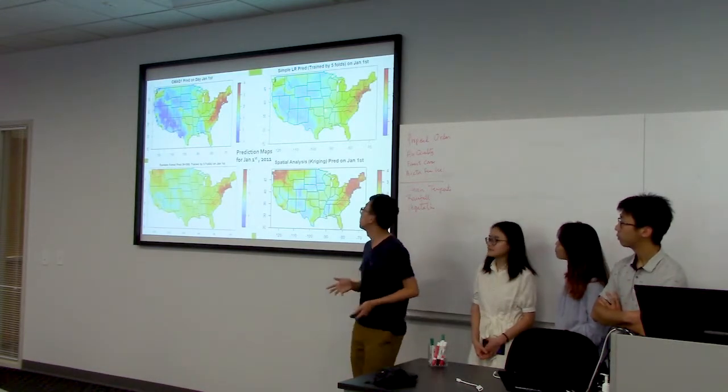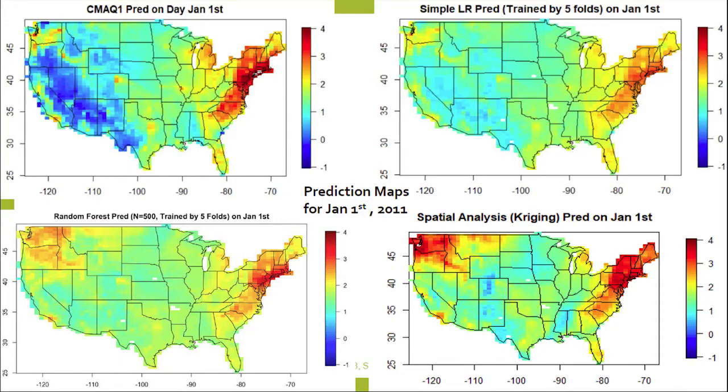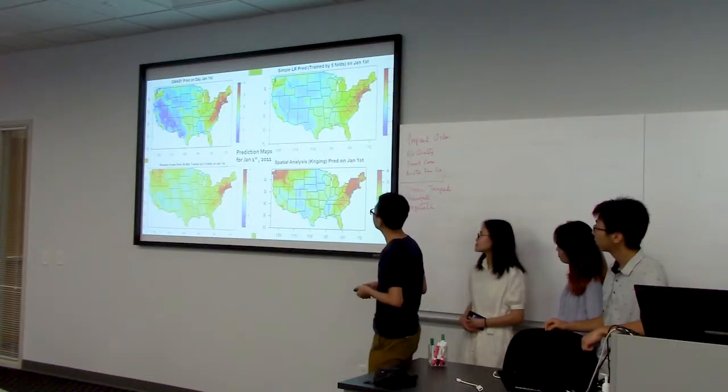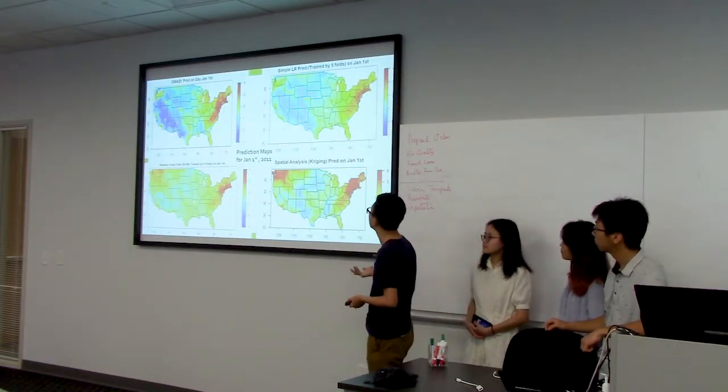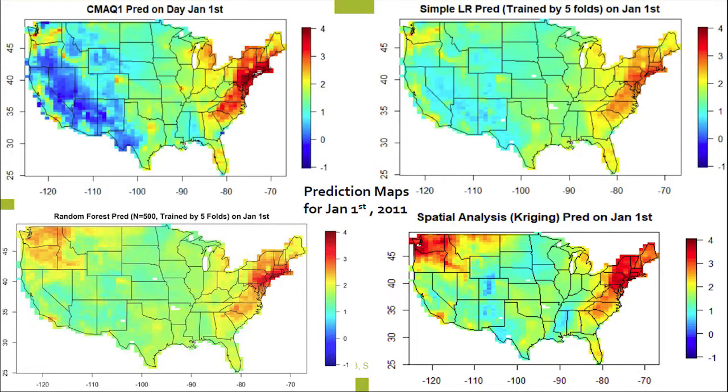So these are the prediction maps that we made for our 3 models. CMAQ was provided to us. Simple linear regression is what we used initially, and then we used more complicated models such as random forest and spatial analysis using Kriging.